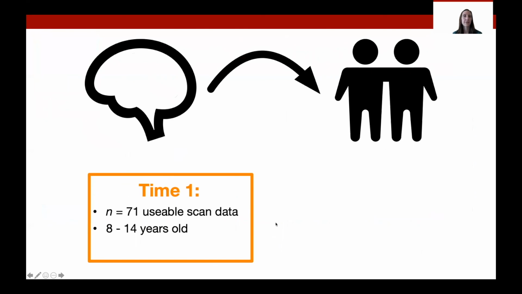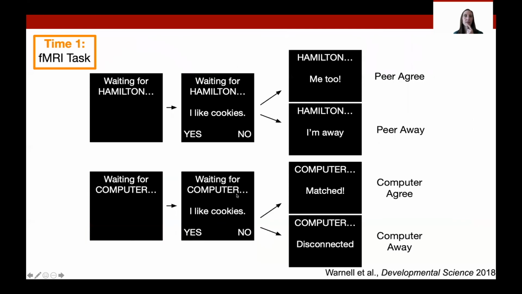And we collected data from 71 children. So that's, again, usable scan data, so at low motion artifact. And these children were 8 to 14 years of age. So just to briefly orient you to the task, we had participants believe that they were engaging with a peer who was in another lab, also participating in a similar experiment. And they would share information about themselves, like, I like cookies. So they would respond yes or no to that.